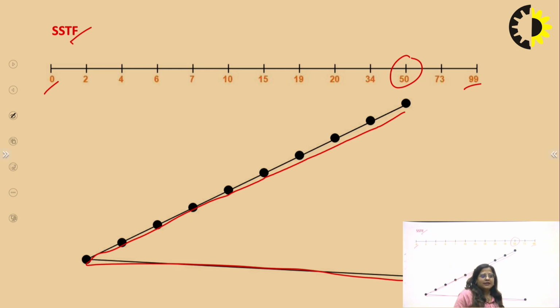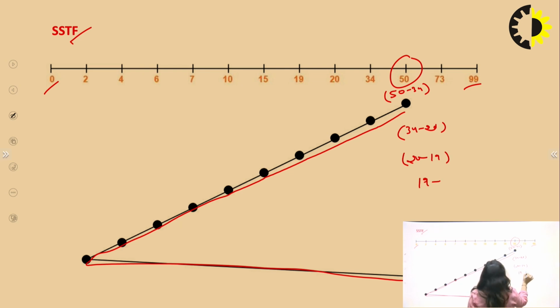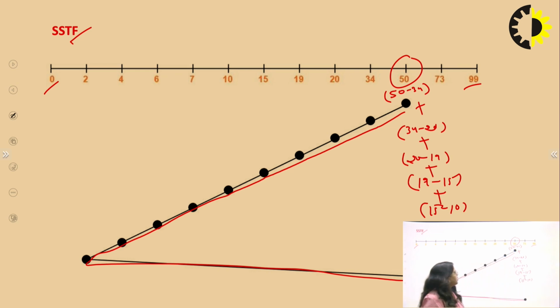You can solve this problem one by one, like 50 minus 34, 34 minus 20, 20 minus 90, 19 minus 15, 15 minus 10, like this, and at the end all these numbers are added. So this is the form of one by one calculation.